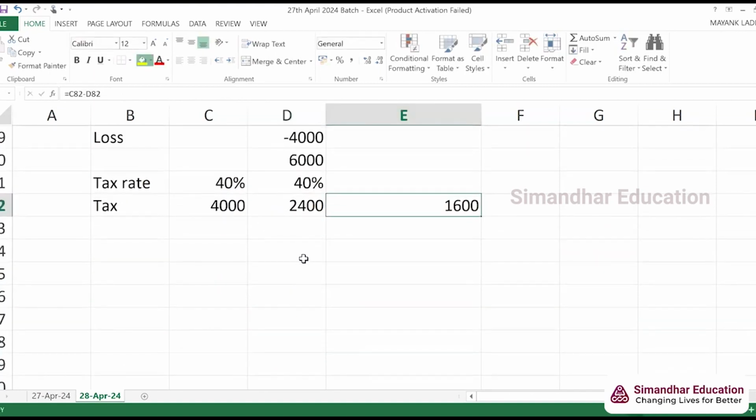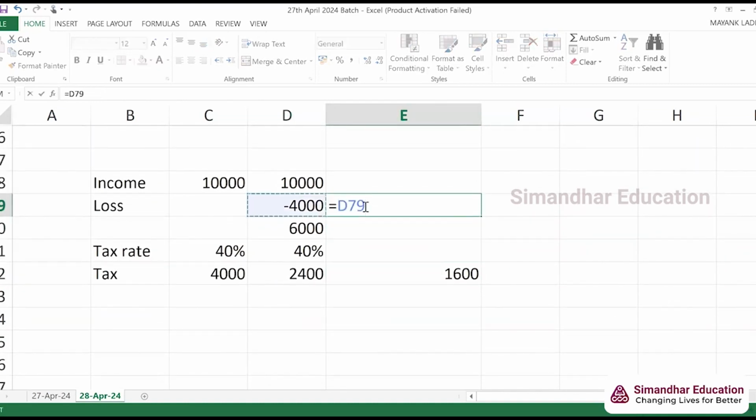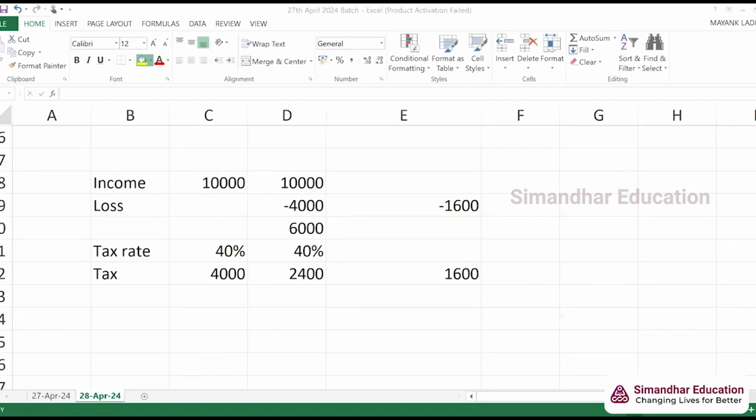Why did I get a tax saving of 1,600? Because I had this loss of 4,000. If you multiply this with 40%, you get a tax saving. So that is the meaning of tax saving. Does income from continued operations include revenue and expenses from discontinued operations? No. Income from continued operations will include revenue from continued operations and expenses of continued operations. Discontinued operations is presented separately.